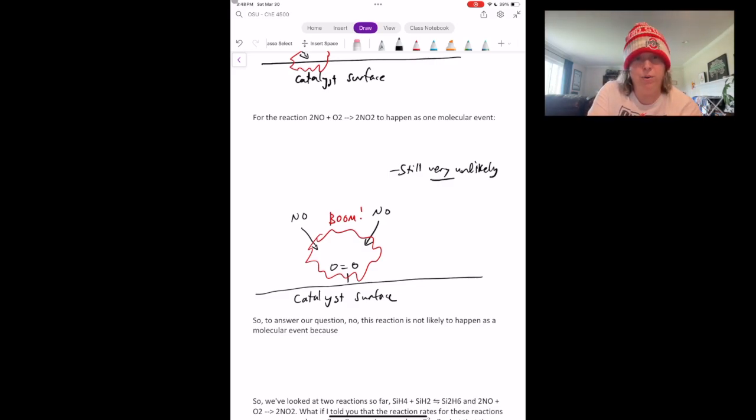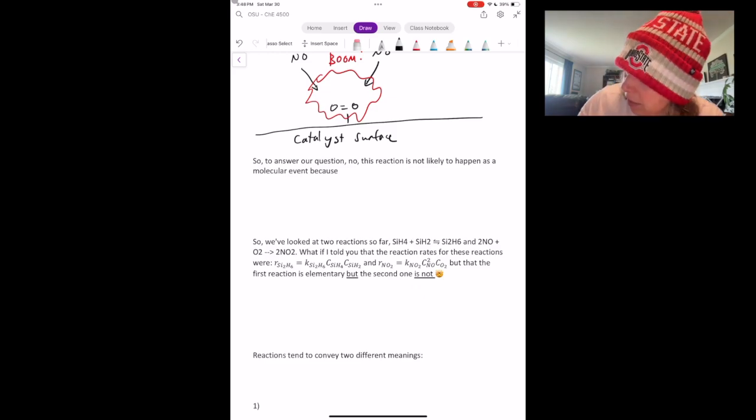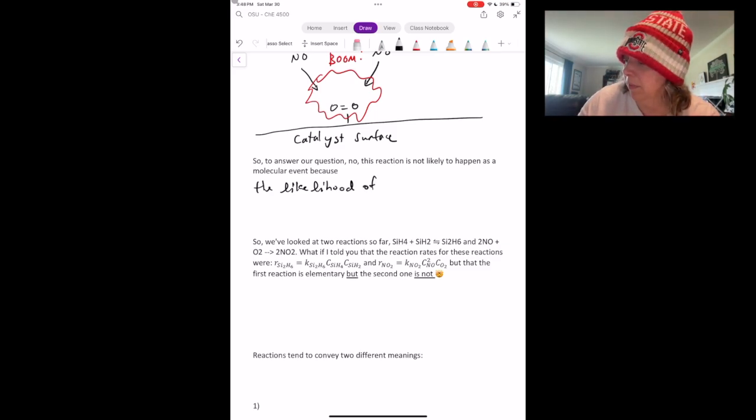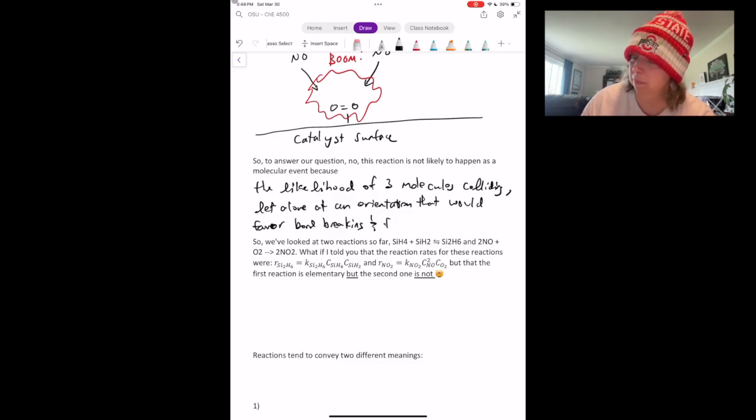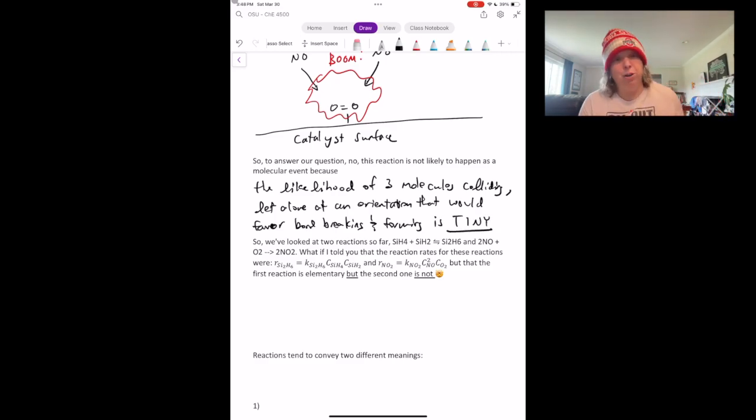So to answer our question, no, this reaction is not likely to happen as a single molecular event, because the likelihood of 3 molecules colliding, let alone at an orientation that would favor a reaction, and let's say favor bond breaking and forming, is tiny, minuscule, negligibly small.